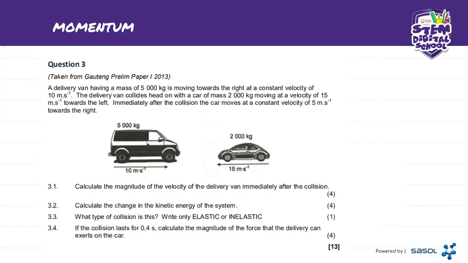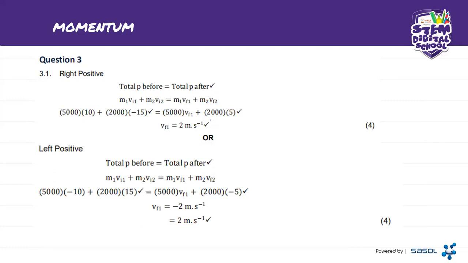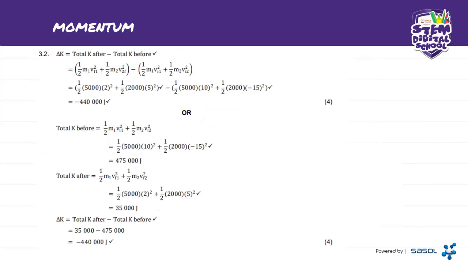So now we move on to this one. It says on number 3.2, calculate the change in kinetic energy of the system. Calculate the change in kinetic energy of the whole system. So basically, it means that the change in kinetic energy of the van is equal to the change in kinetic energy of the truck. So this is what we're going to have right here.